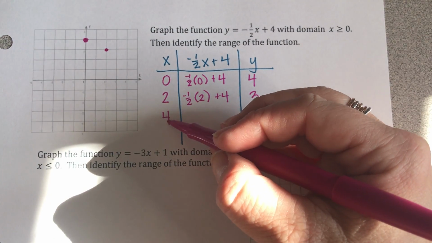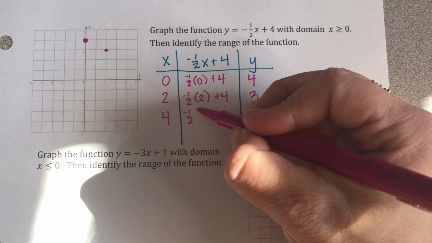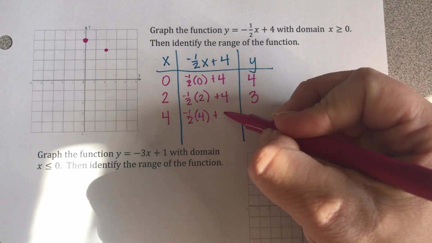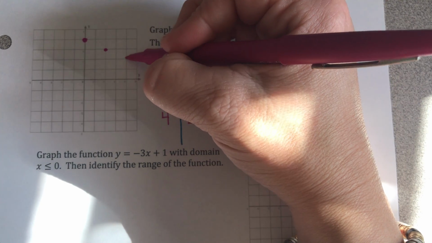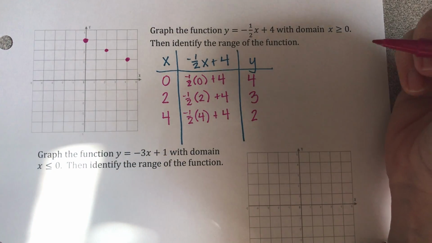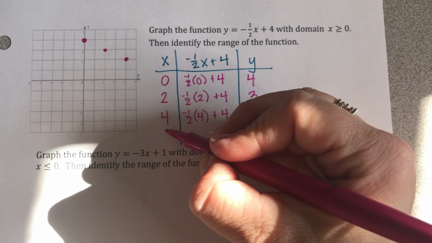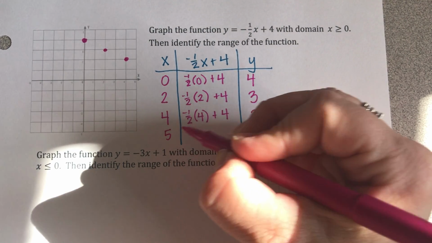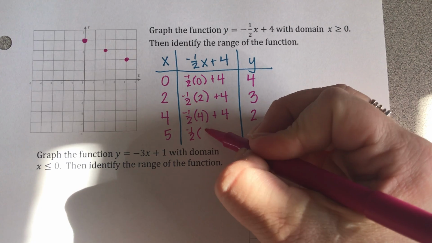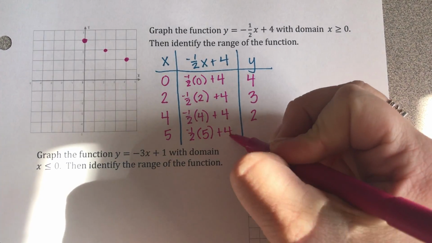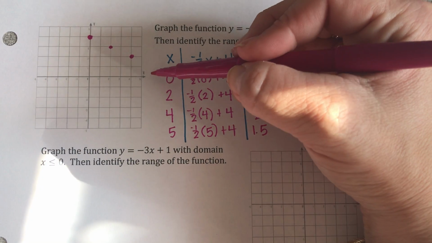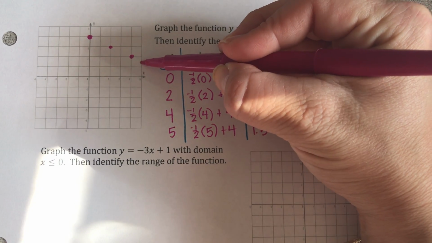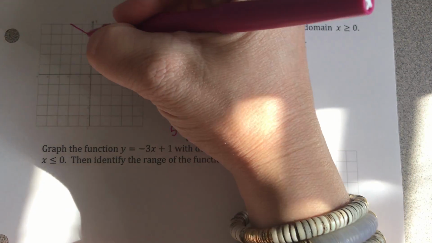What if I did half of 4? And it's negative. That's negative 2 plus 4 is 2. Okay, and you don't have to pick evens, right? I could have picked the number 5. Negative 1/2 times 5 is negative 2.5 plus 4 is 1.5. So look, here's 5, 1.5. Those are all in a row.